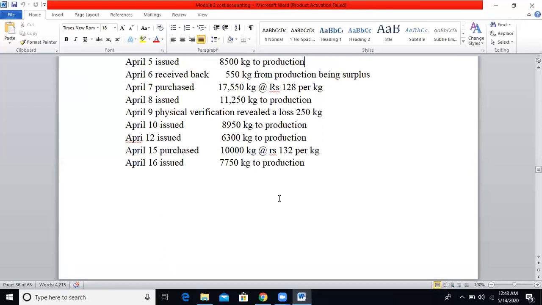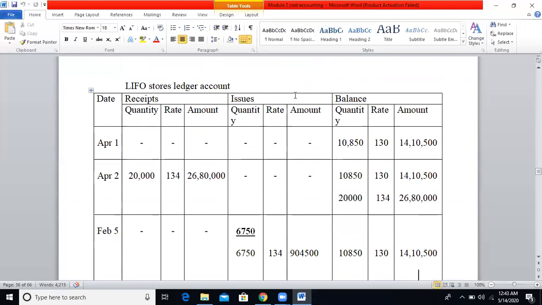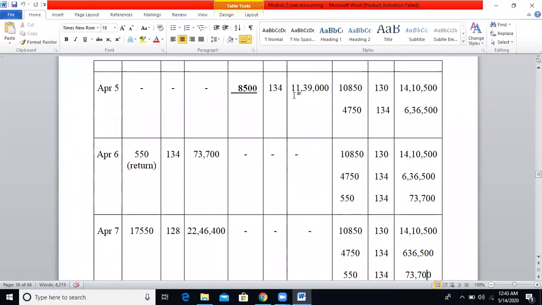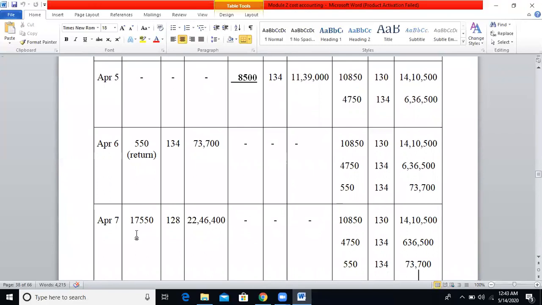The next is April 7th, we are purchasing 17,550 kg at the rate of 128 per kg. So purchased means it's nothing but receipts only. The date is April 7th. Purchased or receipt units will be 17,550. The rate will be 128. So if you multiply 17,550 into 128, you will get 22,46,400.